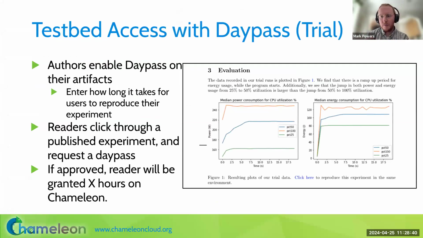And what we've set up is a way to give people a day pass, which will be a request that they make to you for a few hours on Chameleon. And that will let them join a project only for the time it takes to reproduce an experiment. So our vision is, someone is reading your paper, and here are those graphs we just saw. Someone's reading your paper and they're very excited about it. Maybe they want to do their own analysis with your data.